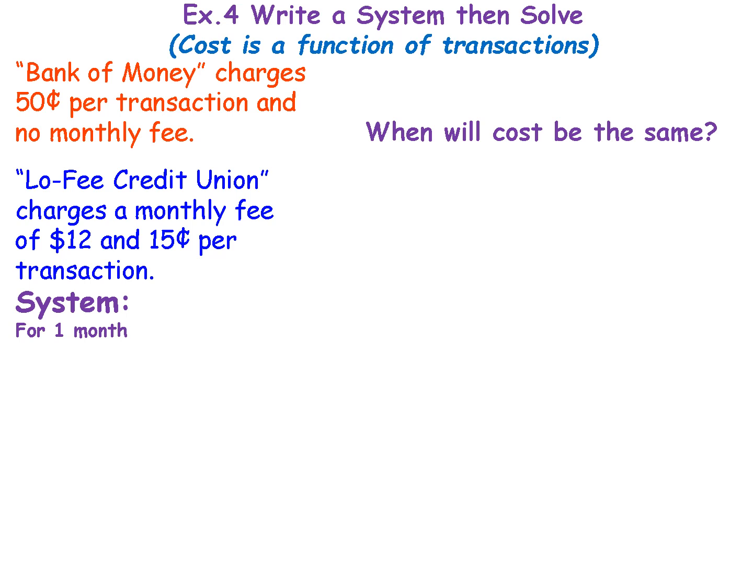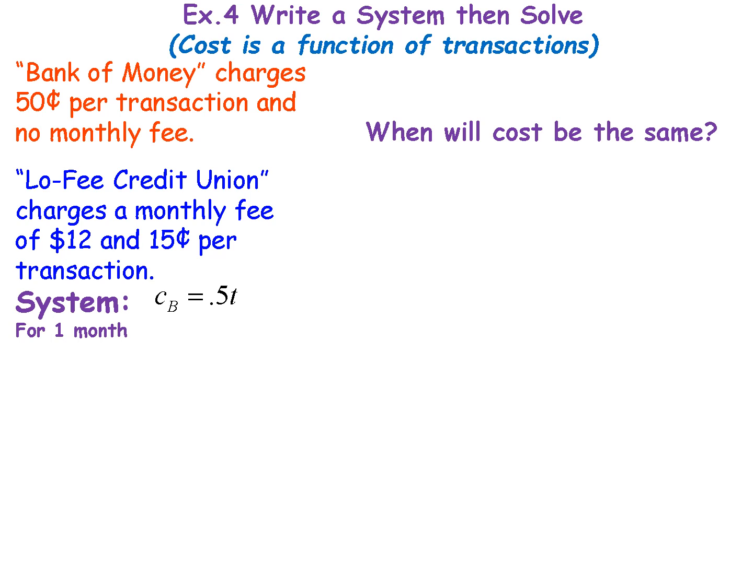So what we're going to do is set up a system and look at when the cost will be the same. Let's start with Bank of Money. Bank of Money does not charge you a monthly fee. We're just going to do the system for 1 month. So they are not charging me for hanging on to my money. The only thing they're going to charge me is 50 cents per transaction. So the cost for Bank of Money is simply 0.5 times the number of transactions. Could I have put 0.50? Absolutely. But I just shortened it.